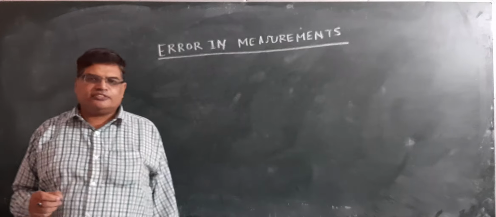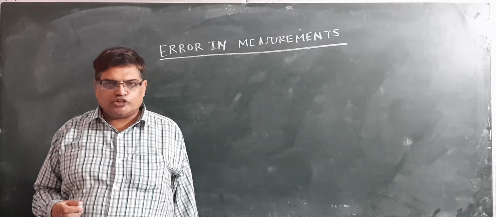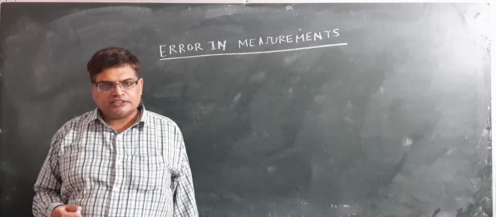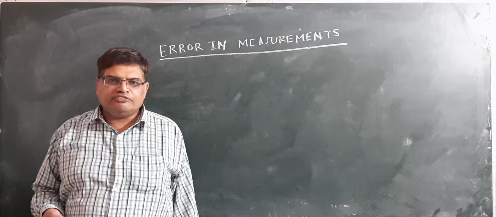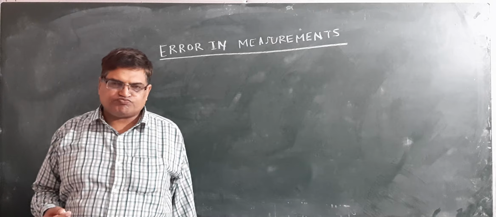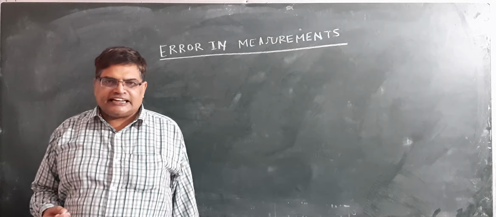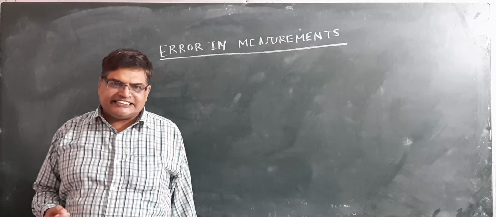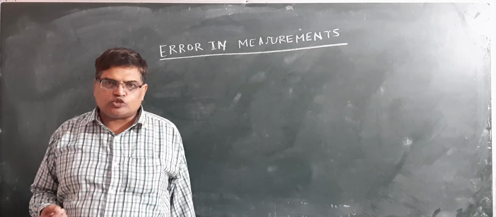In physics, we use instruments in order to measure various physical quantities. Like we use a scale in order to measure length. We use a thermometer in order to measure temperature. Likewise, we use various instruments in order to measure various physical quantities. Now, when these quantities are measured, the exact true value cannot be measured. There is some uncertainty between the measured value and the true value of the physical quantity.